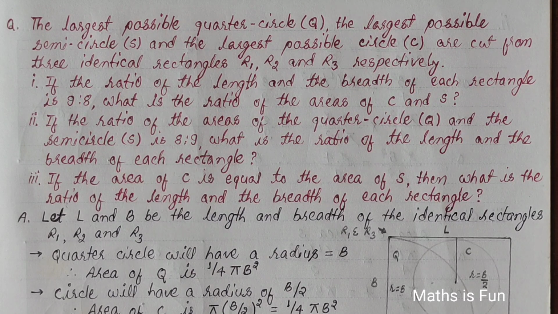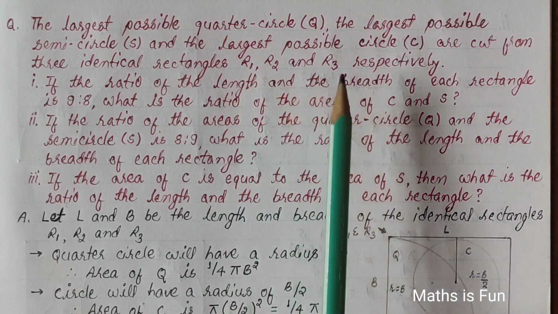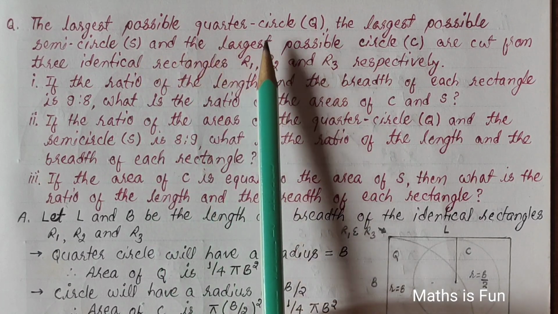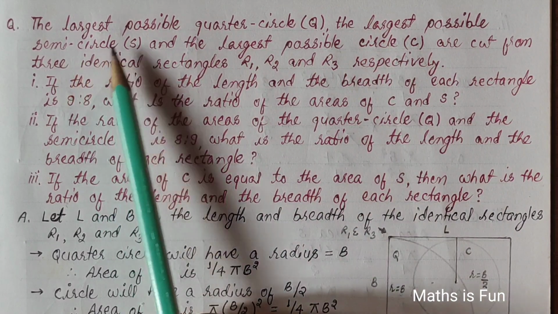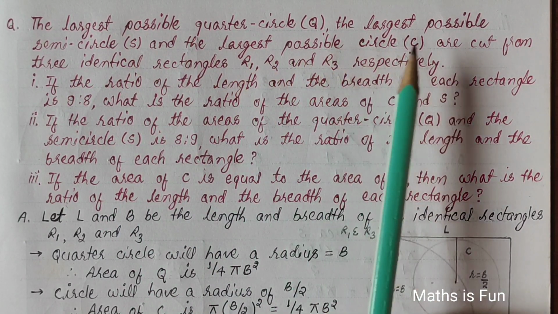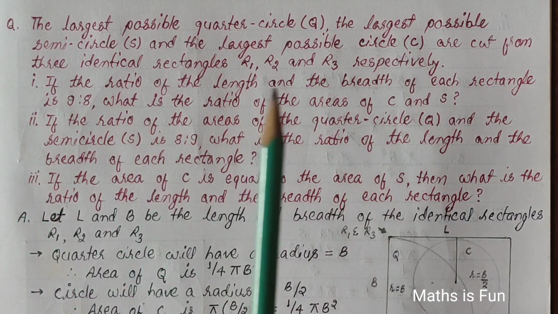Now let's move to our maths question. The question is that we have three identical rectangles R1, R2 and R3. From R1 we cut out the largest possible quarter circle Q, from R2 we cut out the largest possible semicircle S, and from R3 we cut out the largest possible circle C. So we have got three questions from this statement.